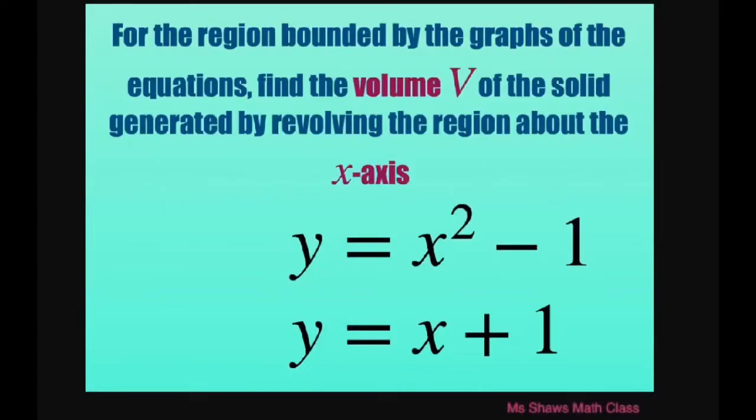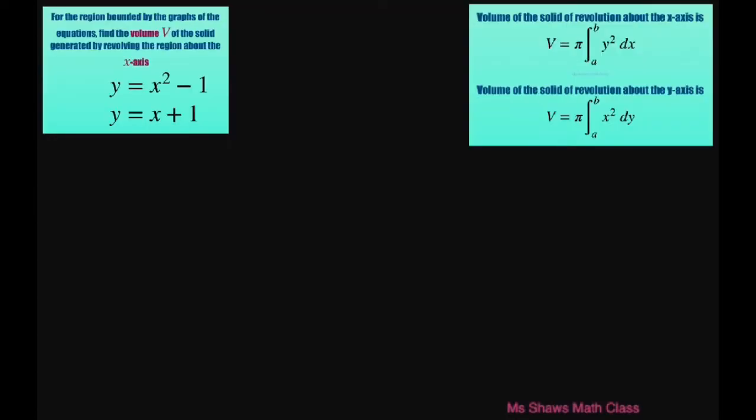Everyone. For the region bounded by the graphs of y equals x squared minus 1 and y equals x plus 1, we're going to find the volume of the solid generated by revolving the region about the x-axis. Since we don't have the bounds on our x yet, let's go ahead and find the intersection points by setting our two y's equal to each other.